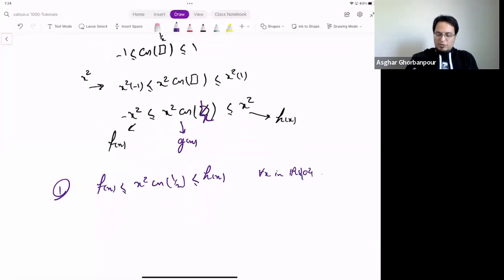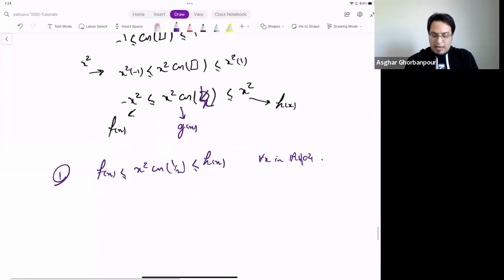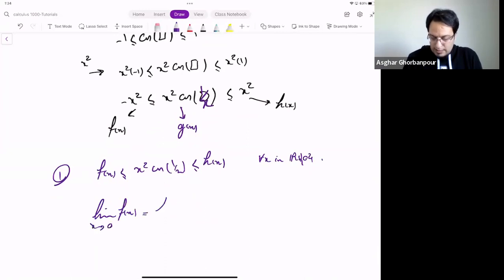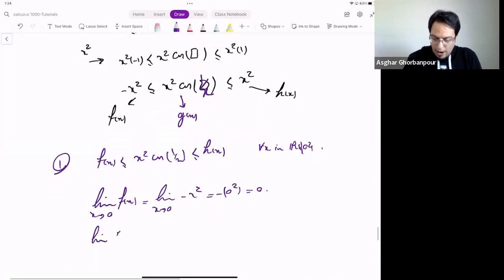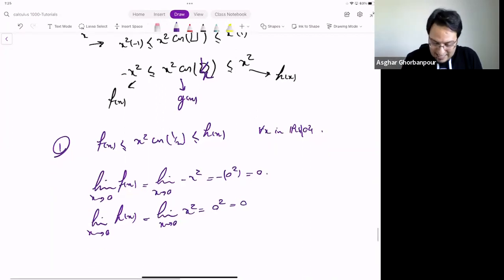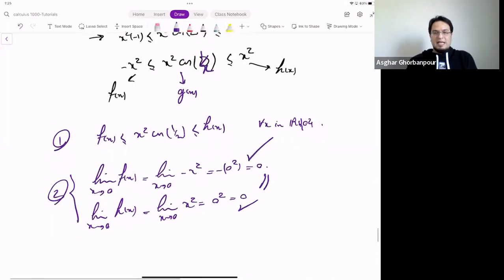I cannot put 0 there because there's 1 over x there. But then you know that the limit of the lower function as x goes to 0 is the limit of minus x squared as x goes to 0, which is minus 0 squared, and that is 0. The limit of the upper function is 0 squared, which is 0. This is the second part. The limit exists, the limit exists. These are the same thing.